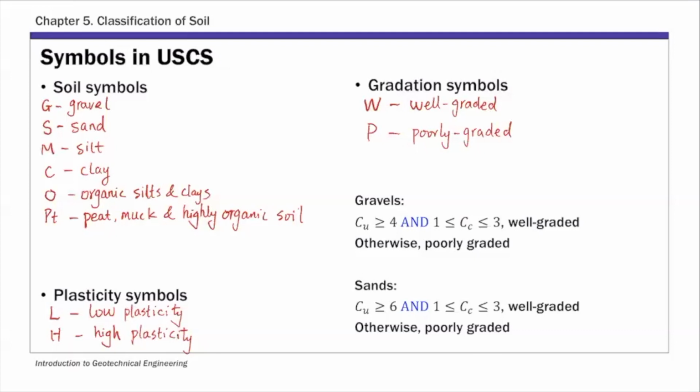For gradations, remember this is something we covered in chapter 2, and you can use Cu and Cc to determine if soils are well or poorly graded. For gravels, for instance, Cu greater than 4 and Cc between 1 and 3 are the conditions for well-graded soil. And for sands, Cu greater than 6 and Cc between 1 and 3 are the conditions for well-graded soil. Okay. So that's the symbols in the USCS system.